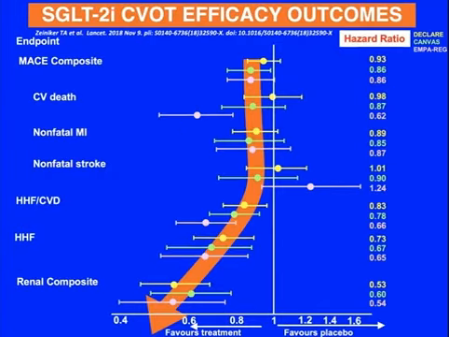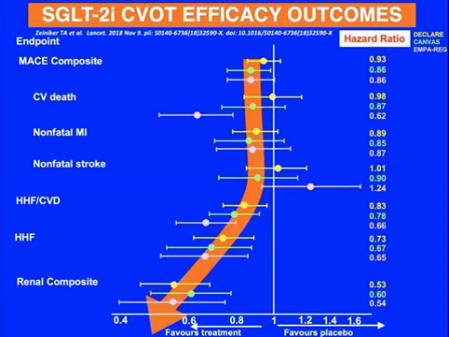Let's now put the three drugs side by side. So here you now see the DECLARE study added in yellow to the CANVAS program and to empagliflozin. So if you look at the MACE endpoint at the top for DECLARE, it did not quite reach statistical significance. The hazard ratio is about 0.91. Now, why do we not see this reaching statistical significance? Clearly trending in the right direction.